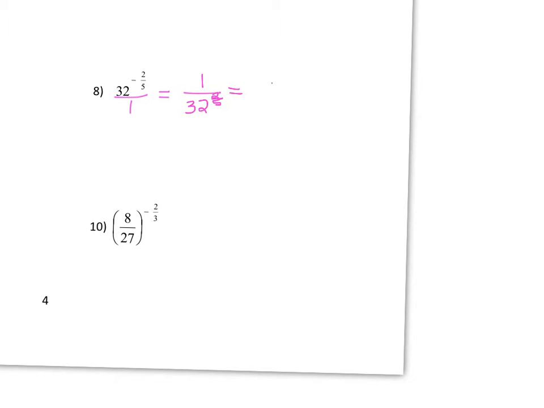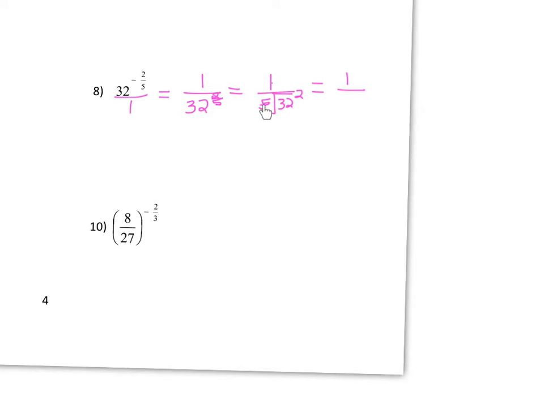All right, so this gives us 1 over. So remember, power over root. So that means we have the 5th root of 32 to the 2nd power. Okay, so that's going to leave us with 1 over.